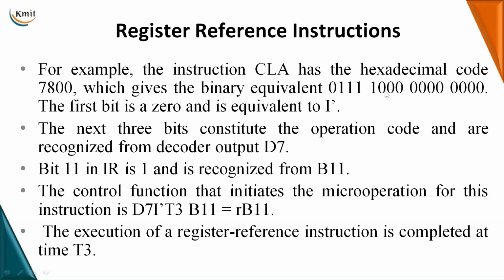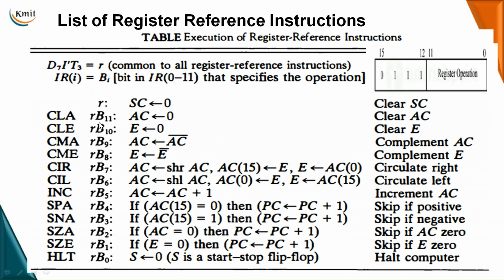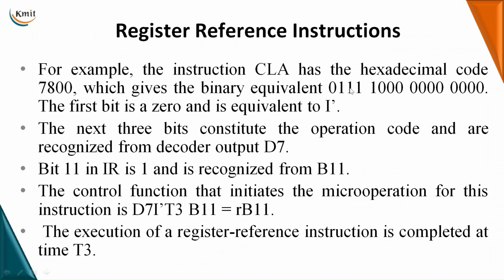So this is your register operation. These 12 bits represent B0 to B11. Together this is represented by R, and since the B11 bit is 1, we represent this instruction as RB11. So what is RB11 in this table? RB11 means the clear accumulator instruction. What it does is clear the contents of the accumulator.